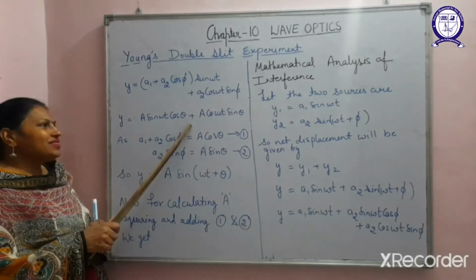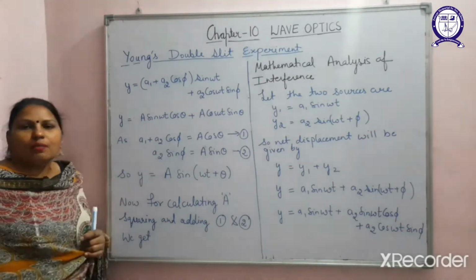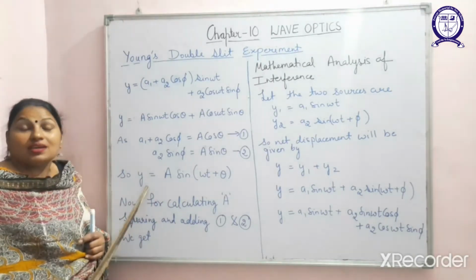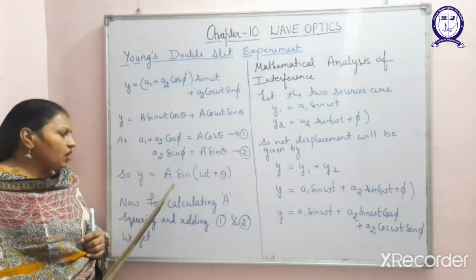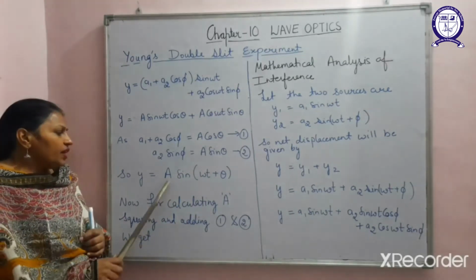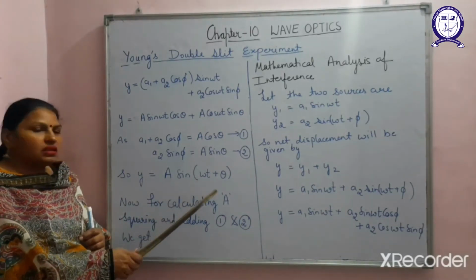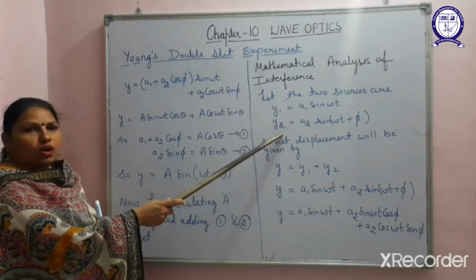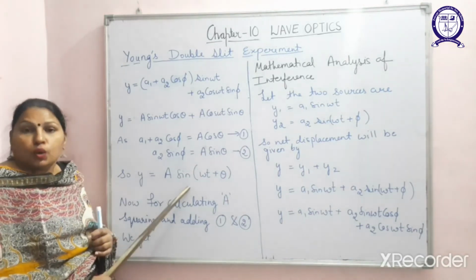Now what is this? If we take A common, it is again the sin(a + b) formula. So we have got the displacement. The net displacement of the resultant wave is given by y = A sin(omega t + theta). Here A is the amplitude of the resultant wave, y is the net displacement, and sin(omega t + theta) shows that as we started with simple harmonic waves, the result is also a simple harmonic wave function.